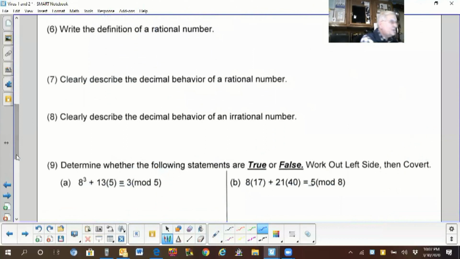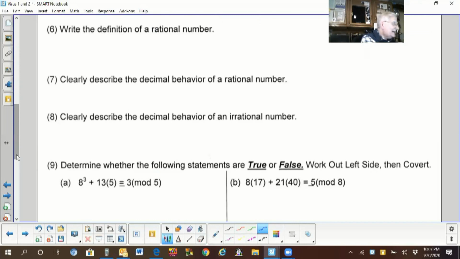It says, write the definition of a rational number. I'm going to give you a couple seconds to see if you can write that out, and then I'm going to state it for you again. What you should have written is this. It's any number that can be expressed as the quotient of two integers in the form a over b, where b cannot equal 0.